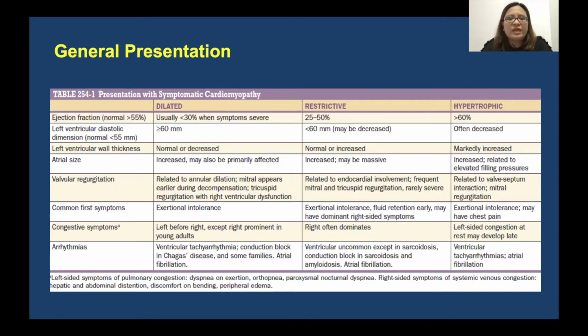So, for dilated cardiomyopathy, mitral regurgitation appears earlier during decompensation, and TR or tricuspid regurgitation only occurs when there is existent right ventricular dysfunction. In restrictive cardiomyopathy, frequently mitral and tricuspid regurgitation is frequent, but it is rarely severe.